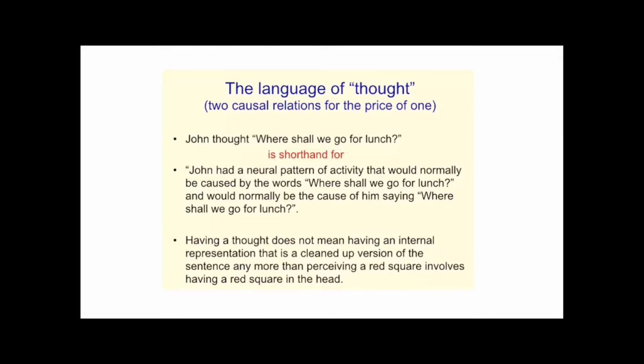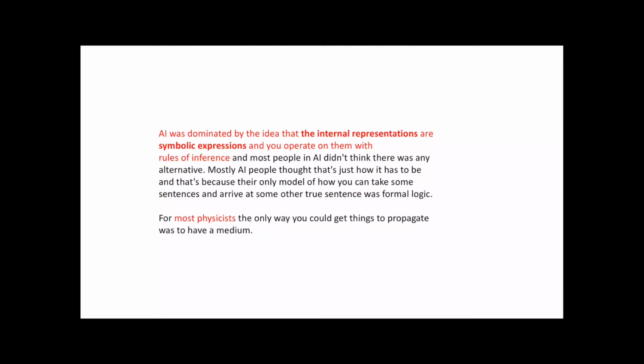So, the language of thought, or the two causal relations for the price of one, is that having a thought does not mean having an internal representation. That is a cleaned up version of a sentence, any more than perceiving a red square involves having a red square in your head. AI was dominated by the idea of internal representations of symbolic expressions and operations on them. And AI people just couldn't get over that.